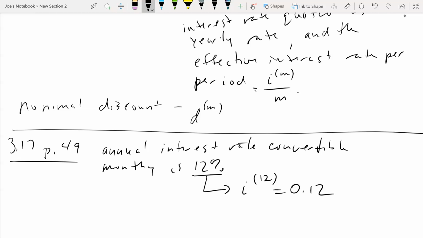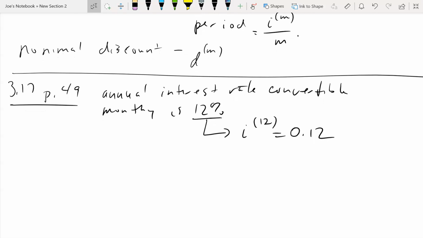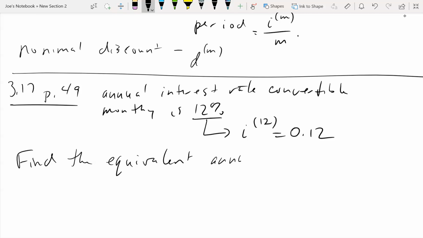So the problem asks us to find the equivalent annual effective rate. That is some bad handwriting. This is one of the reasons why I tend to give you more handouts as opposed to me writing problems. It takes a while to write. I'd rather not have to write a whole bunch of things. All right.